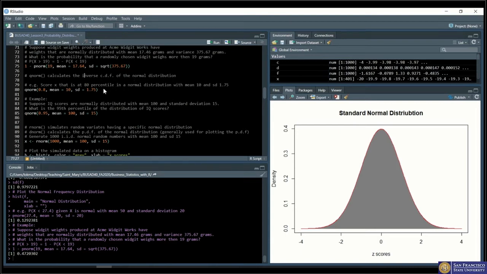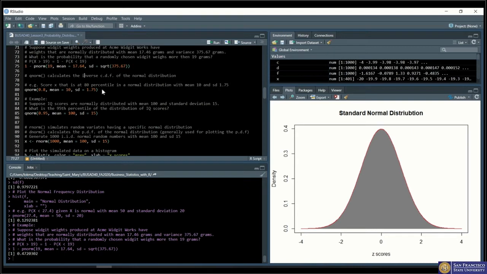What it means is you're given a percentage of the distribution you want to calculate, and this Q norm function is going to return the positions, the x values, for that particular percentile range, or that percentile location in your distribution.